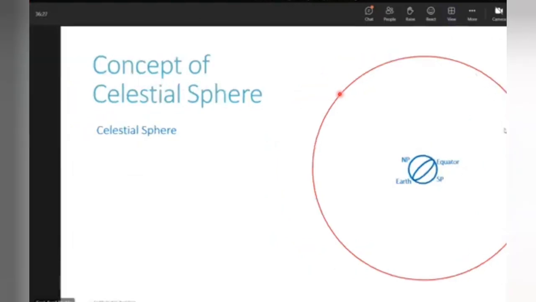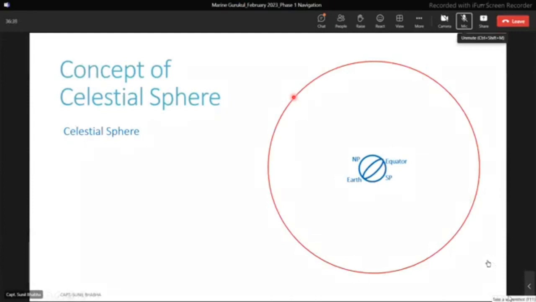Now, just like we have references on the surface of Earth to fix the observer's position, similarly, we also have some references on the celestial sphere to specify the position of the celestial bodies. On the surface of Earth, the first reference we use is the equator. We can specify the latitude of a position using the equator. The latitude tells us how much north or south of the equator a particular position is. And the second reference we use is the meridians.